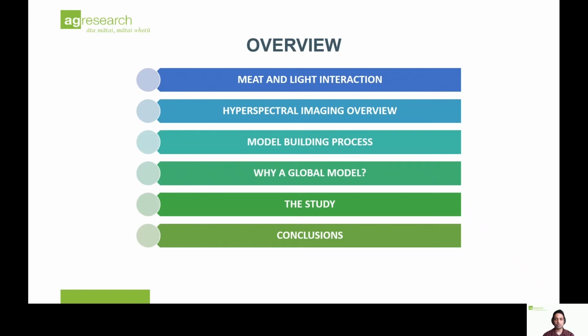Let's start with the overview of my presentation. I'll give a quick overview of meat and light interaction, a quick discussion around hyperspectral imaging, the model building process, why we need a global model, the study, and finally the conclusions.